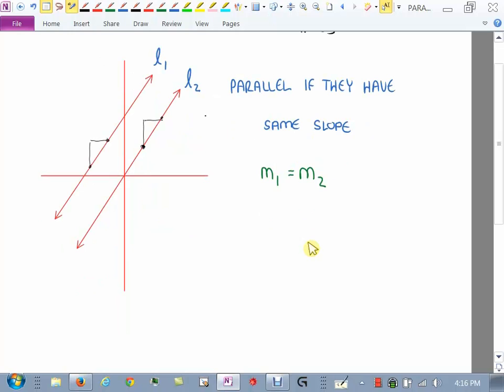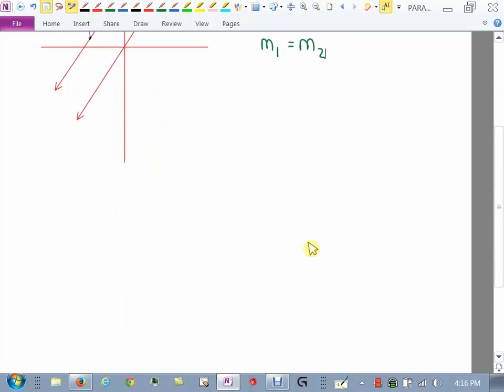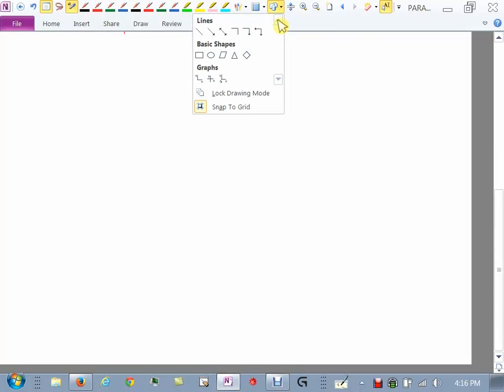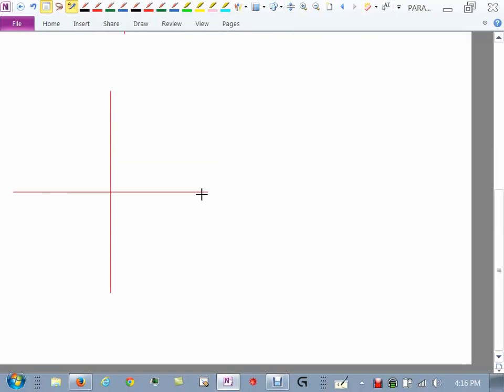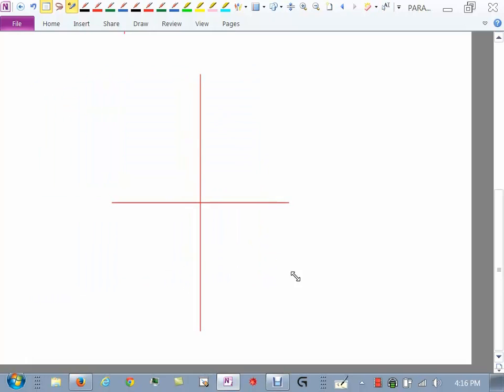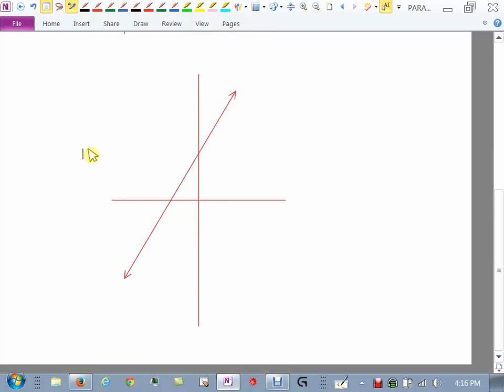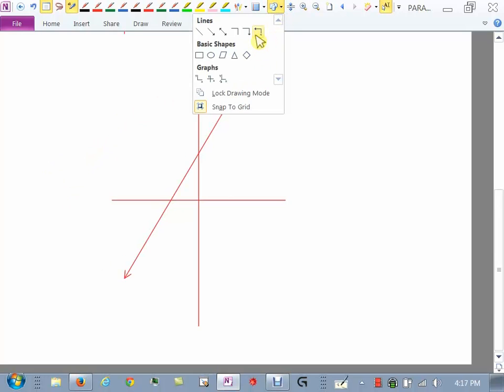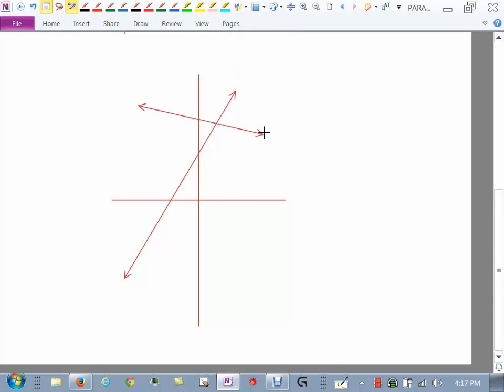Now, what about perpendicular? They intersect like a perfect cross, right? Like a 90 degree angle. I can't really say 90 degrees unless everyone understands what 90 degrees is. So, there we go. There's a line. Come in with another line. Those two intersect, right? They're not perpendicular, though. They're not perpendicular until I make them hit at a perfect 90 degrees or perfect cross.